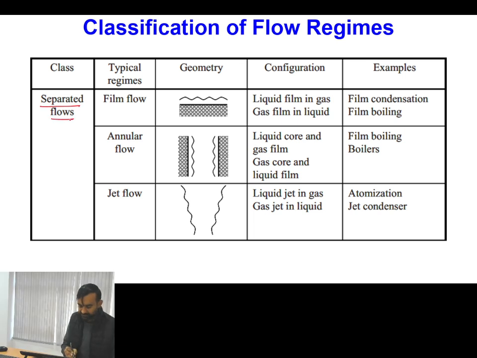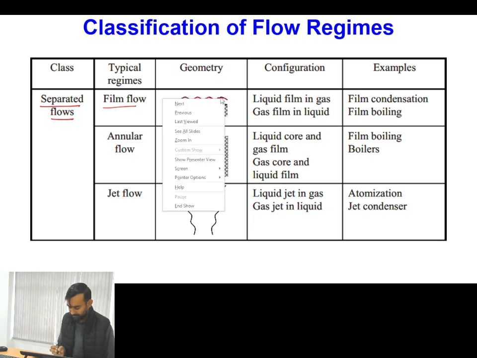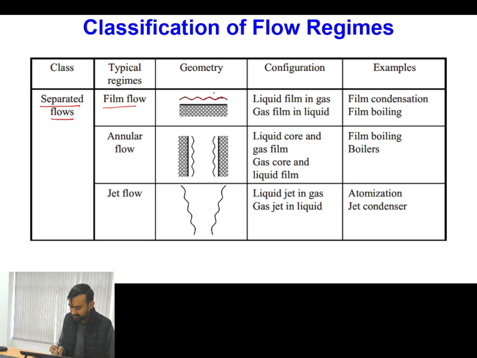So first let us talk about classification of separated flows. Typical regimes are film flow. If you have a solid boundary and on this solid boundary a liquid film is flowing, this liquid film can be segregated from the surrounding vapor phase easily. So this is a configuration of film flow which comes under the category of separated flow, and this configuration has applications in film condensation and film boiling.